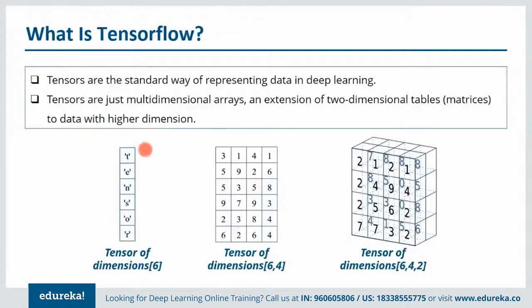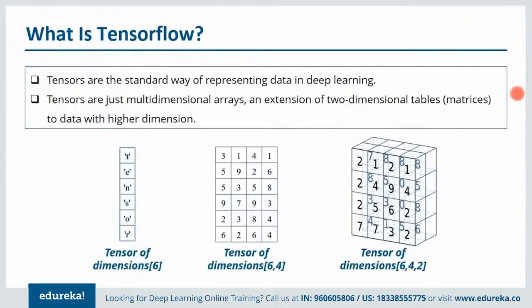This particular data is nothing but a tensor of dimension 6, because we have 6 rows and only one single column. Over here we have 4 columns as well as 6 rows, so this becomes a tensor of dimension 6, 4. Similarly over here, we have another dimension, the third dimension, in which we have 2 values. So we consider this as a tensor of dimension 6, 4 and 2. This is nothing but a way of representing data in TensorFlow. Now if you consider the TensorFlow library, at its core it is nothing but a library that performs matrix manipulation. That is what TensorFlow is.